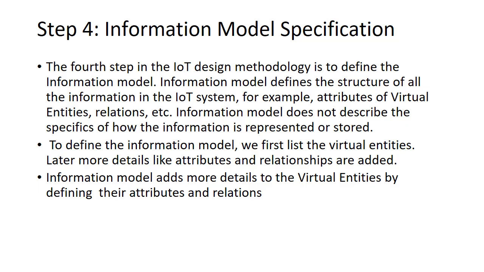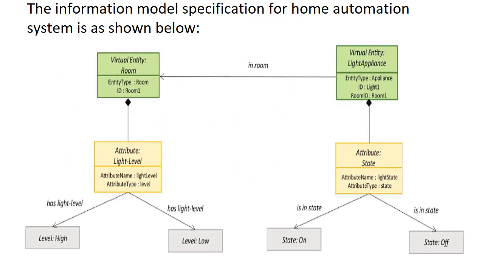Step 4, information model specification, defines the structure of all the information in the IoT system: attributes of virtual entities, relations. It does not specify how the information is presented or stored. To define the information model, list the virtual entities, and more details like attributes and relationships are added later. The information model adds more detail to the virtual entities by defining their attributes and relations. So this is the home automation specification for the information model diagram.